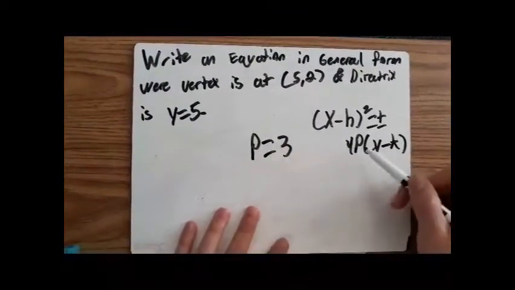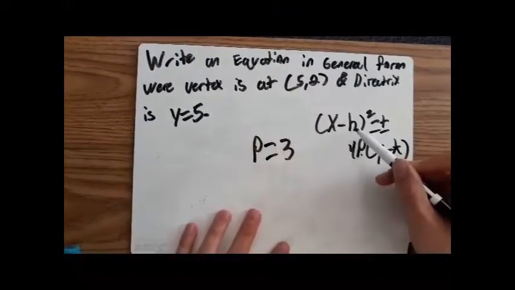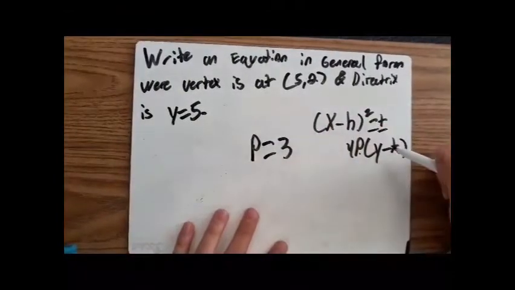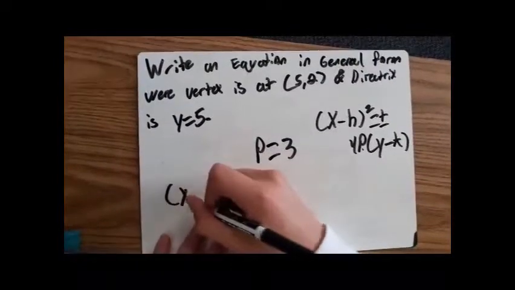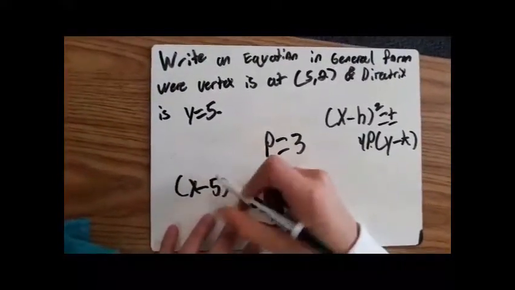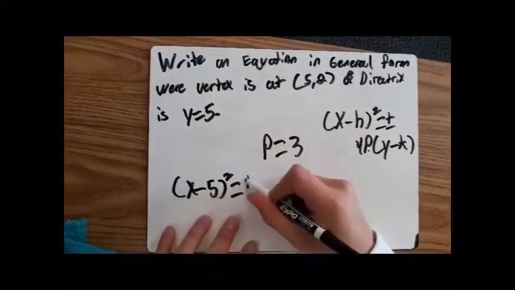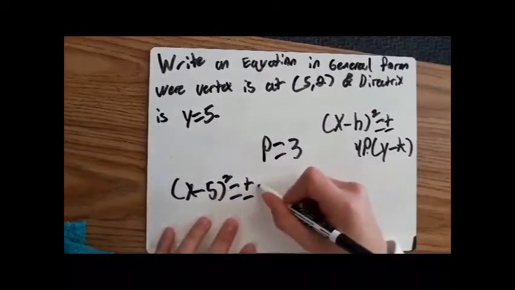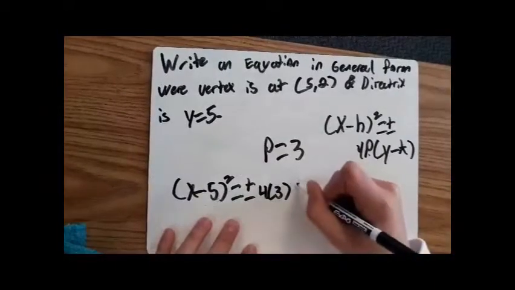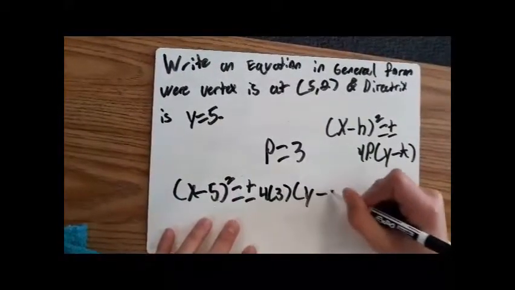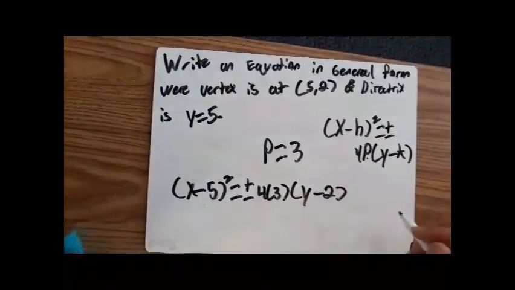So we already have p here, and that would be substituted right here, and then h is 5 and k is 2. So the equation would be (x - 5)² = ±4 times 3, which is 12, and then (y - 2). So that would be that.